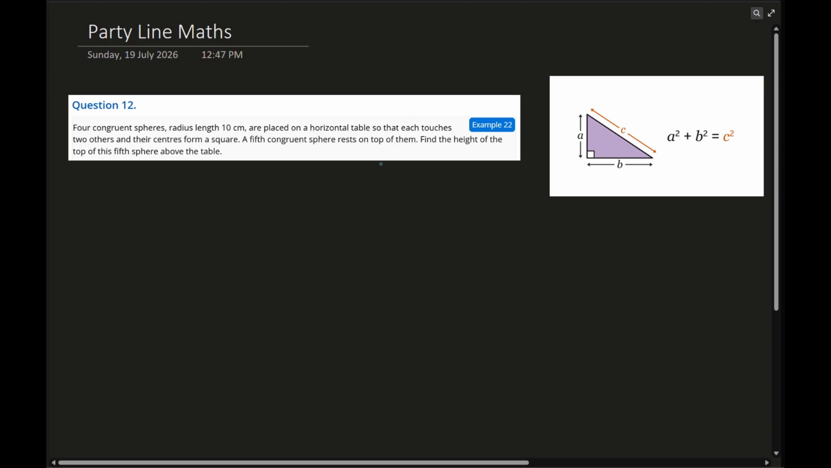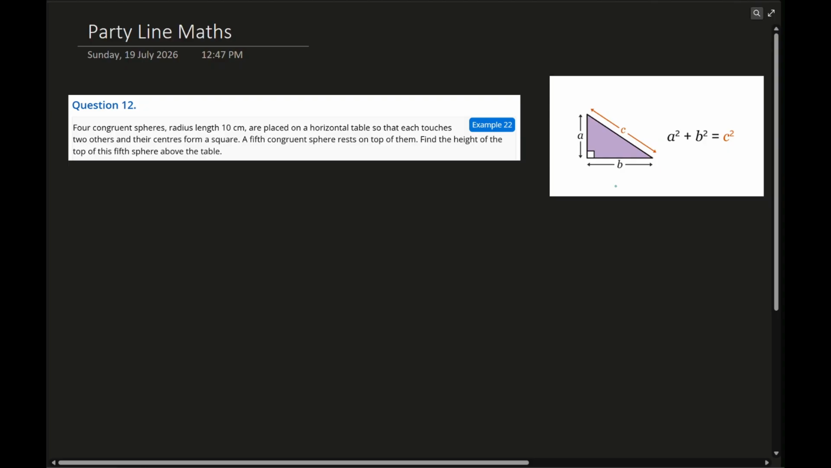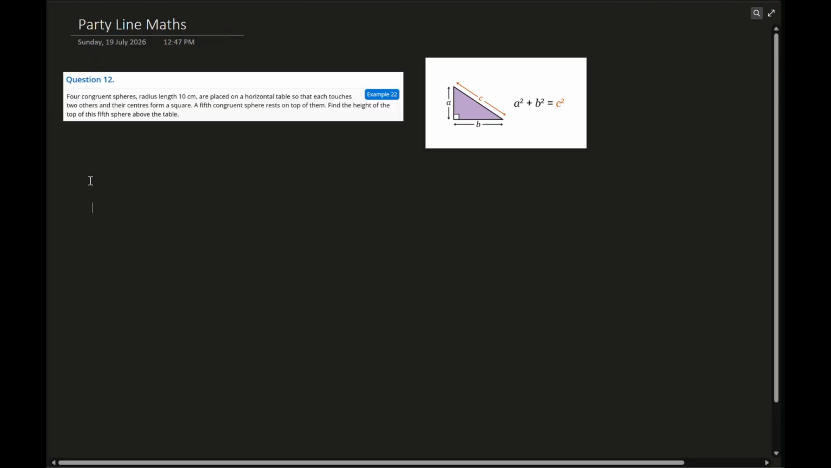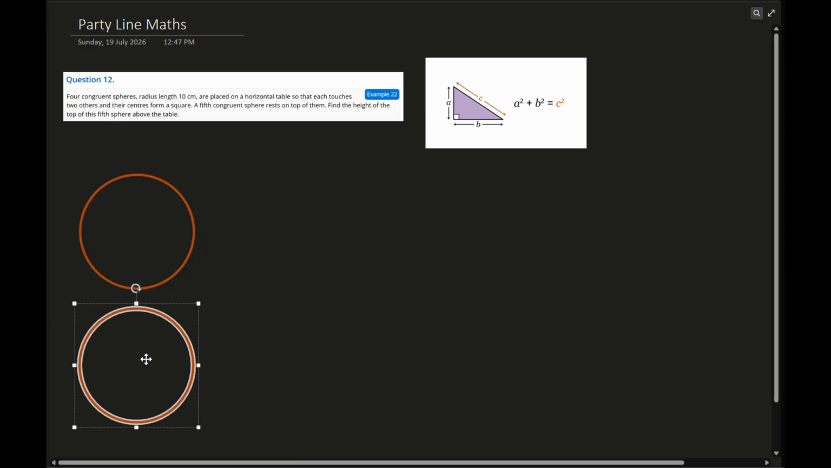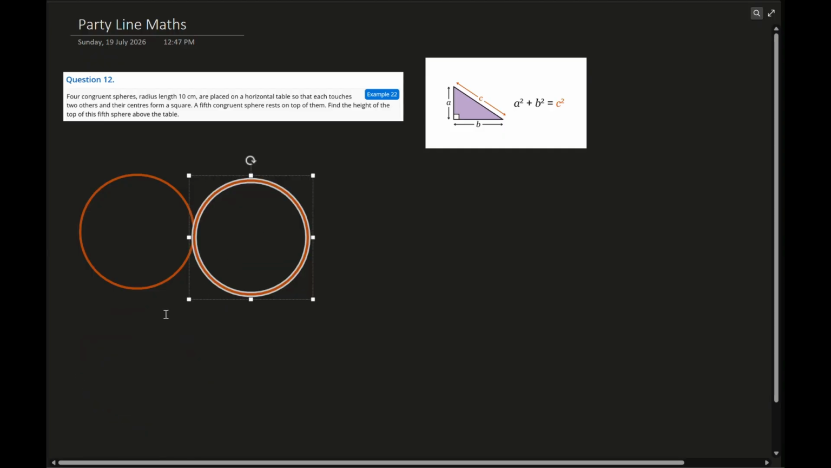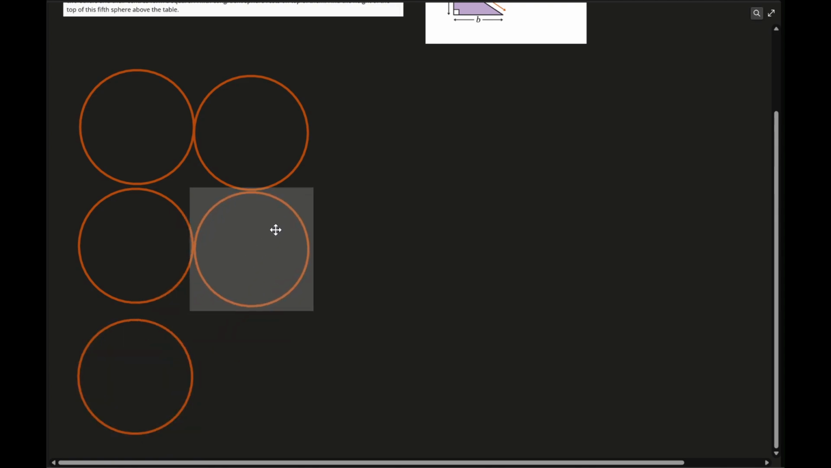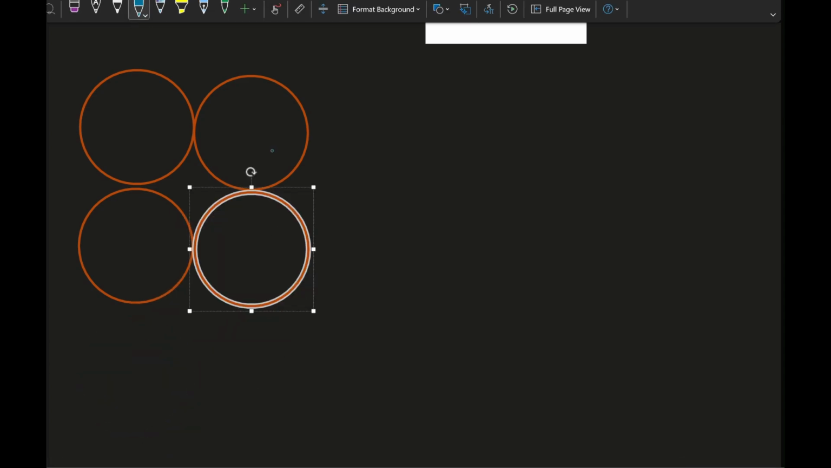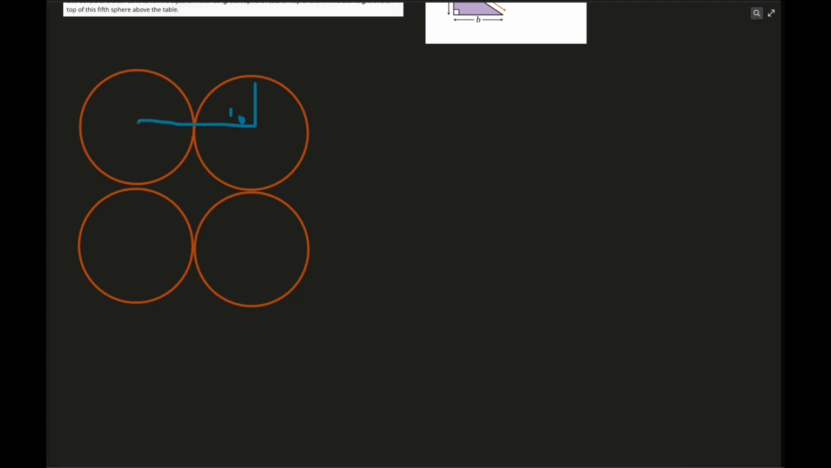Today we're looking at question 12 from chapter 15H of the Specialist 1-2 Maths textbook. Here is the question above, and all we need to solve this is the Pythagoras theorem. We can visualize the four congruent spheres on the table as circles to begin with, to create the square. We know that each circle has radius 10, therefore each center to center is length 20.